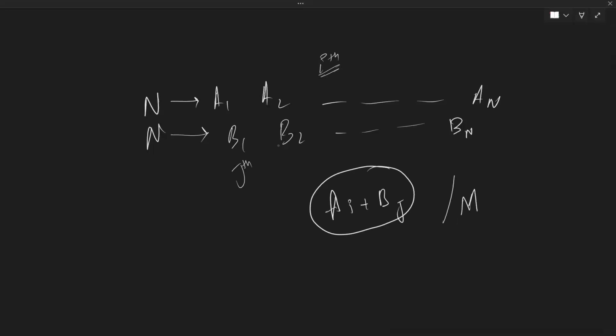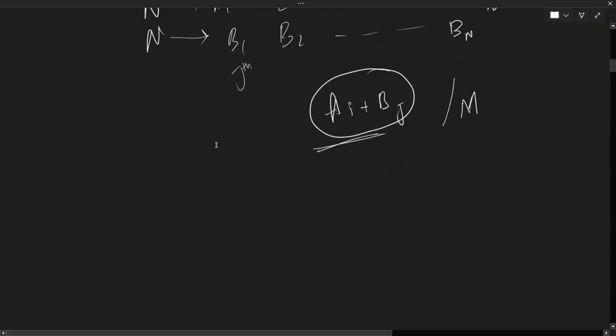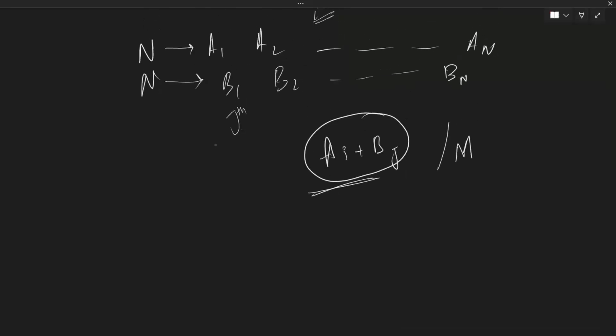So that I can equally divide this number. This is the total number of sweets, right? I need to exactly divide this among all students or among all children. So how to do this? See, if ai plus bj is exactly divisible by m, that is this thing.